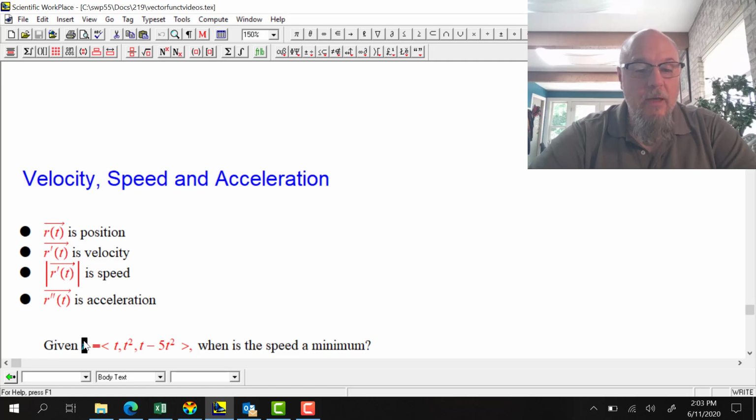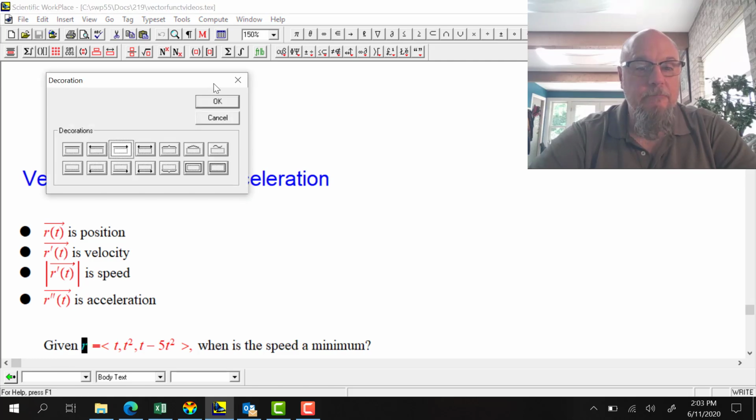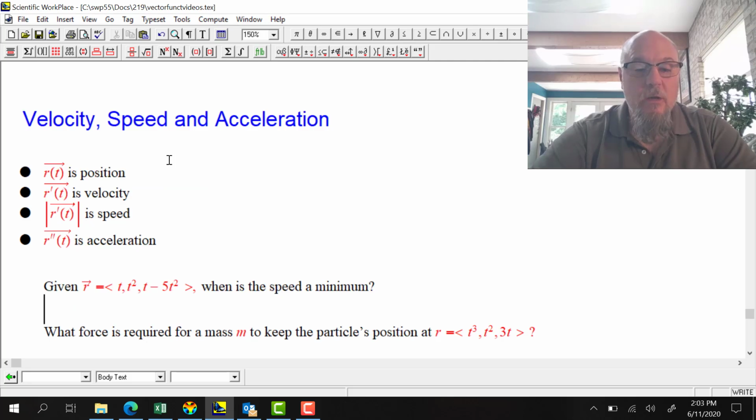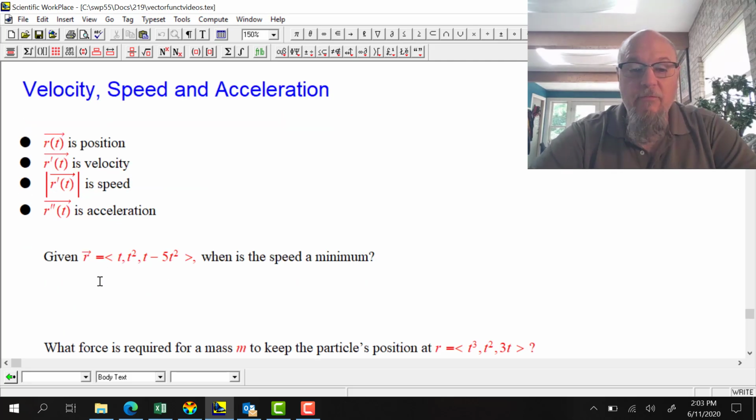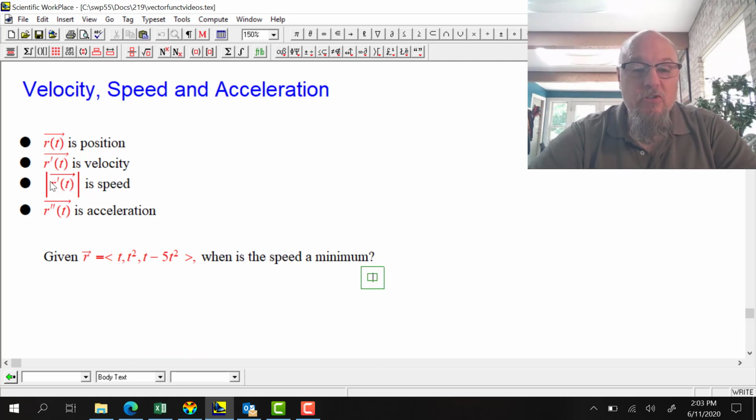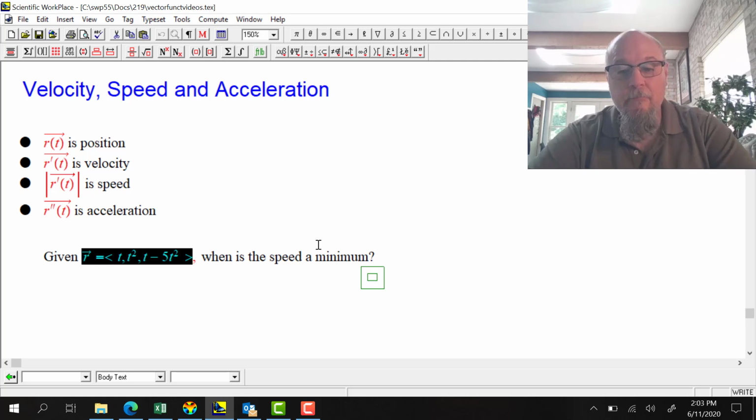So here's, and I should put vector hat over that. Here's a question. I've got a vector function. I want to know, when is its speed a minimum? Well, okay, let's get the speed function. The speed function is the magnitude of velocity. So the first thing I need is to find the velocity vector.